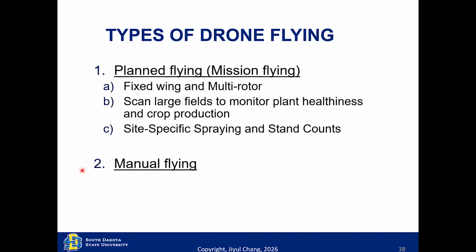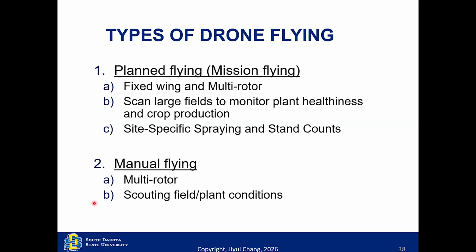Second is manual flying. Manual flying is this: you just use the controller joystick to control your drone. So only a multi-rotor drone is available for manual flying. We cannot do manual flying with the fixed wing drone, because it's very dangerous. And this one, manual flying, is good for scouting fields and plant conditions. It's for less scouting. So I know many farmers use this one.